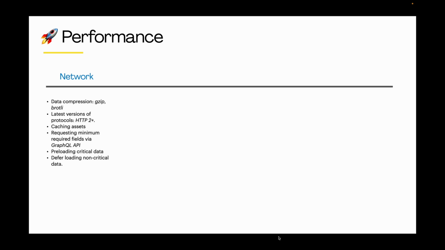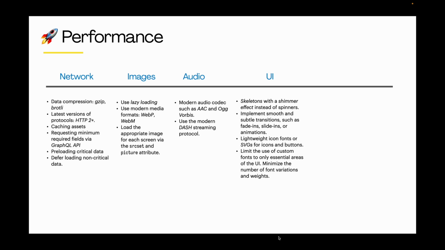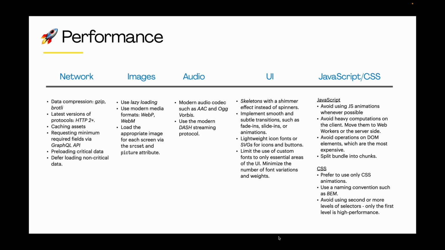Performance is a broad topic and we can't cover it all. I prefer to categorize it into 5 areas: network, images, audio, UI, and JavaScript and CSS. I've grouped JavaScript and CSS together because they are both related to the code. From the network side, we can use data compression, gzip, and Brotli. Brotli is a relatively new compression algorithm developed by Google.